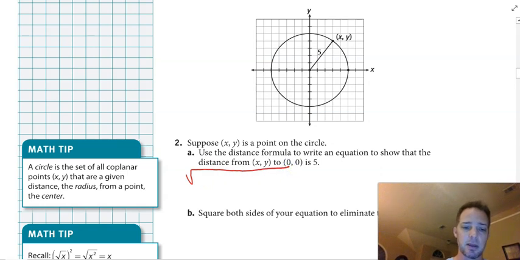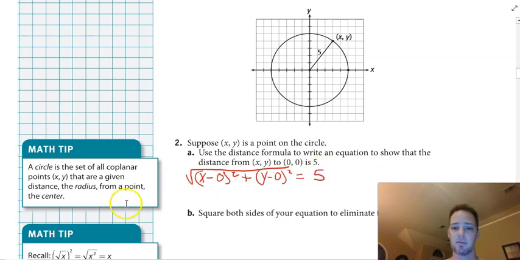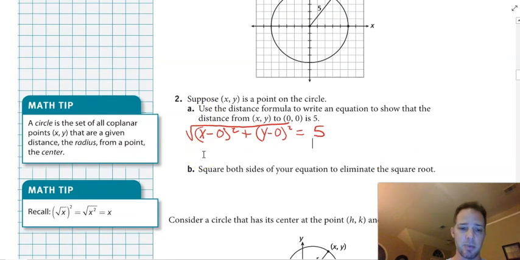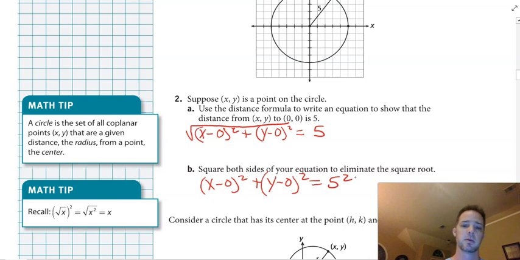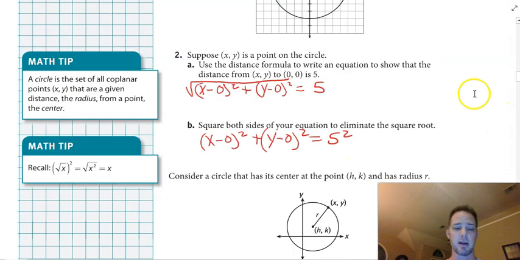5 equals the square root of x minus x1, so x2 minus x1, let's put 0 squared, plus y minus y1... Okay, square both sides of this one, and we end up getting, because I don't need the minus 0 on there, I'm going to leave it in there. Okay, so we get x minus 0 squared plus y minus 0 squared equals 5 squared.